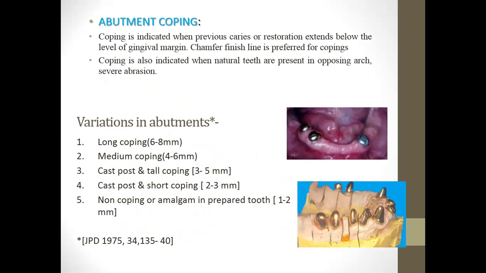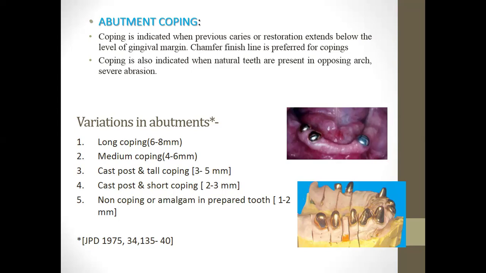So, when are these indicated? These are indicated when there is a previous caries lesion, and the structure is already weak, especially if this lesion or restoration is extending below the level of the gingival margin. So you want to make the structure a little stronger. You make this coping, cement it, and then go in for your denture on top of it. There is also another indication: when natural teeth are present in the opposing arch. When you anticipate a lot of forces falling on this abutment, you can go in for copings.